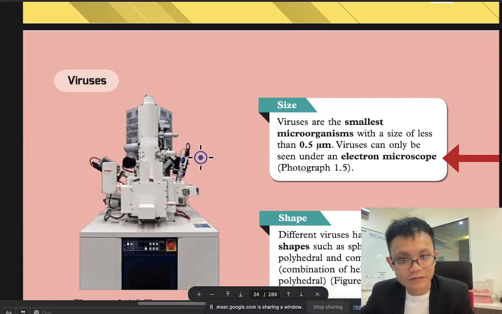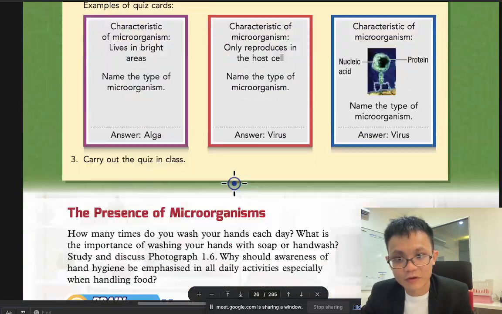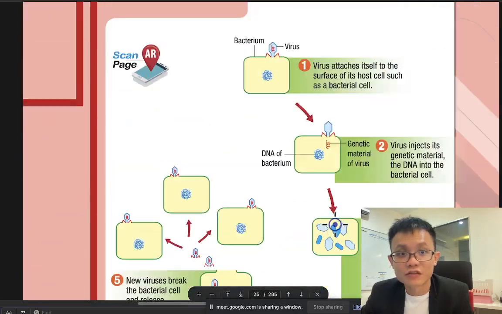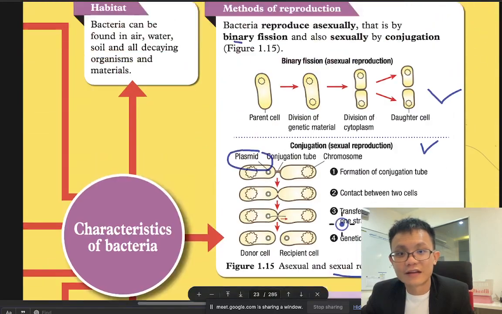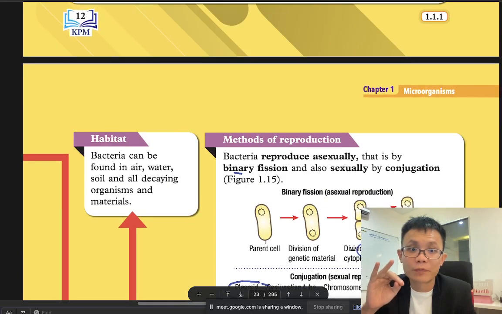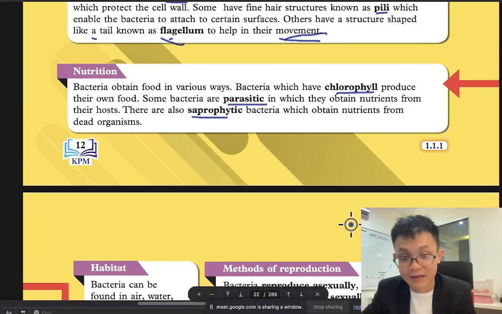Okay, after that, last one. Is it the last one? Virus, the last one already. I think no more already. Okay, so the last one will be the virus. So we already learned about fungi. We already learned about bacteria. We already learned about protozoa. We already learned about algae. Okay.